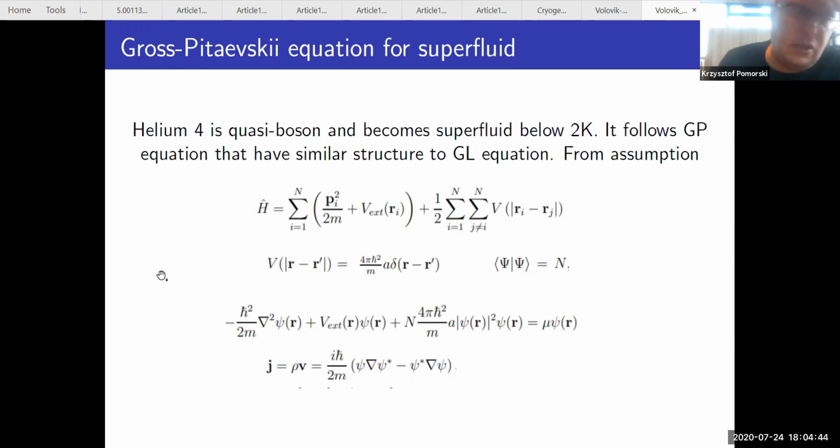So not electric current, the flow of mass. Since you have no electric charges in a superfluid, you have mass currents, not electric current. You have electric current in a superconductor. Okay, and there is a chemical potential. So you have a nonlinear term in the Gross-Pitaevskii equation that only comes from atom-atom interactions.